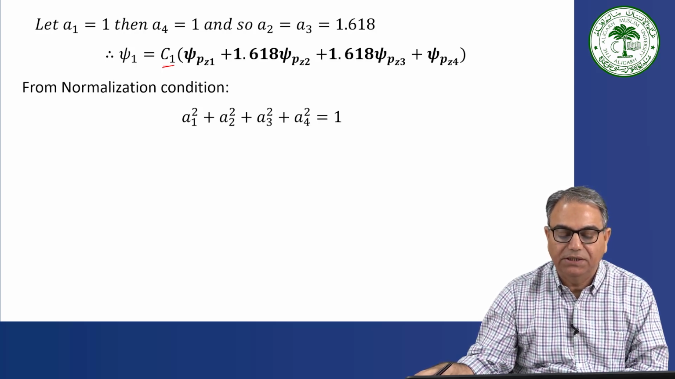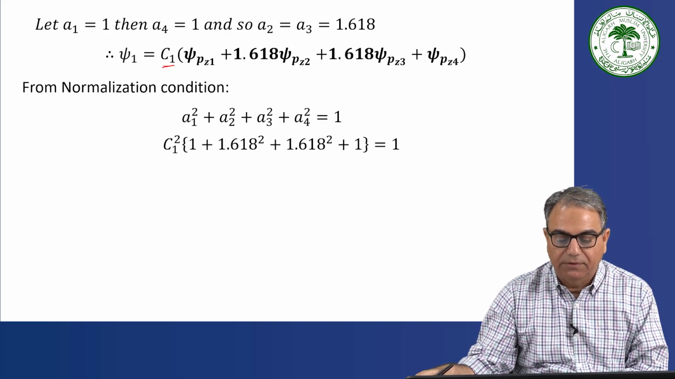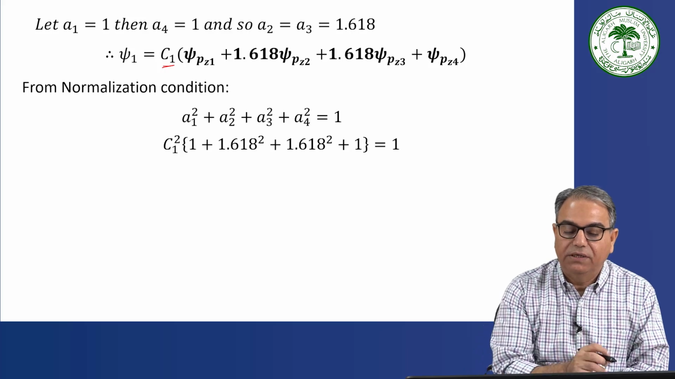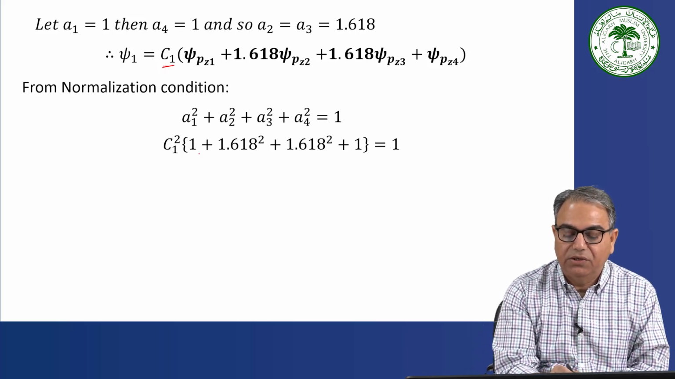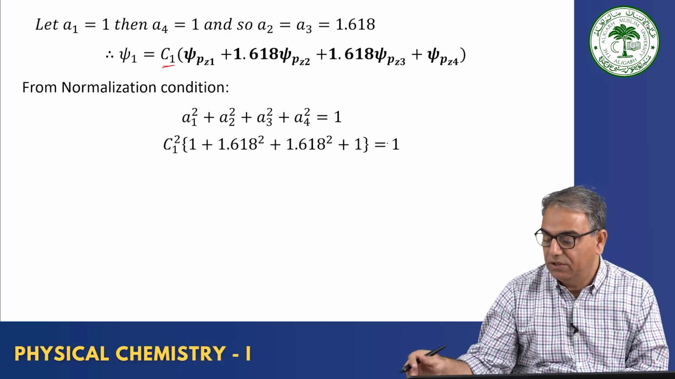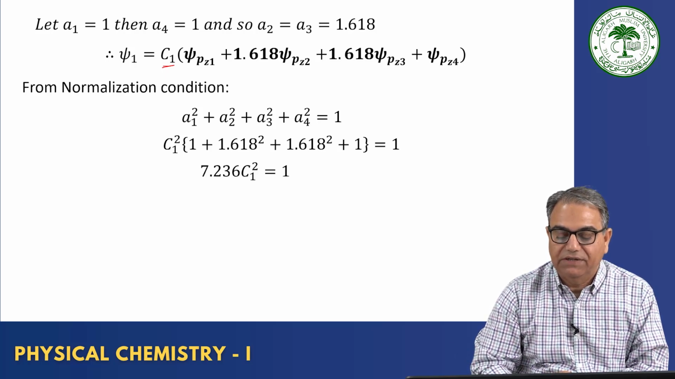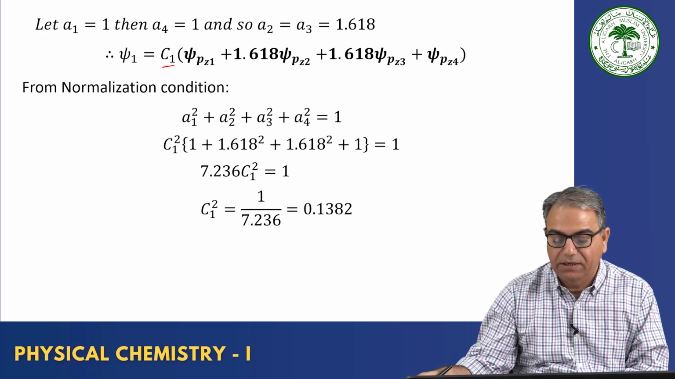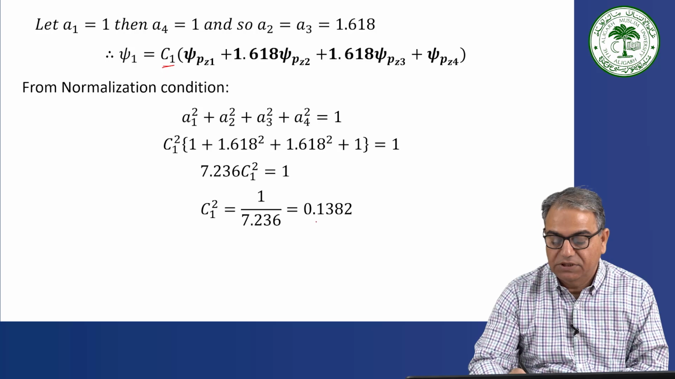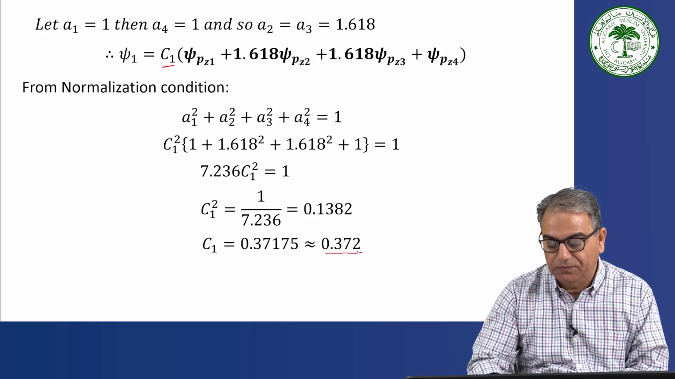So from the normalization condition, what you get is A1 square plus A2 square plus A3 square plus A4 square is equal to 1. And now if you use these relative values, then A1 square is equal to 1, A2 square is equal to 1.618 square, A3 square is also 1.618 square, and A4 square is 1, and the sum is equal to 1. If you write this, then the total value is 7.236 C1 square is equal to 1. So C1 value we can obtain. C1 square is 0.1382 and C1 is equal to 0.372.